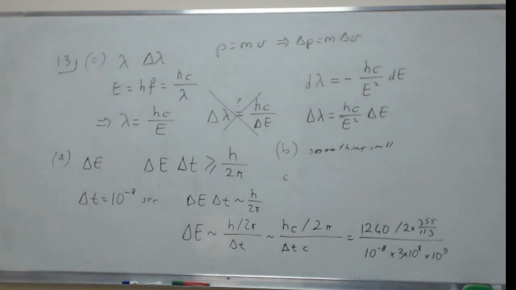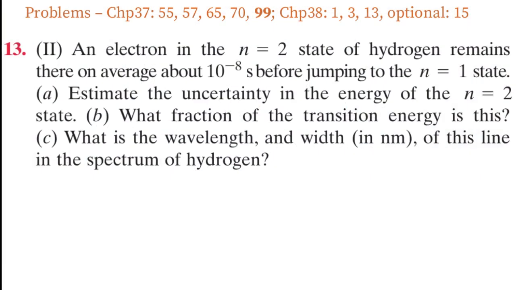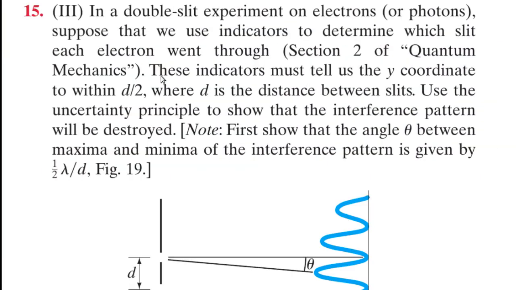I'm not going to solve the last problem, which I marked as optional, but I want to discuss what's going on here. So we have a double slit experiment made by electrons or photons, it doesn't really matter. And this is an application of the uncertainty principle. So let's say that we use detectors to determine which slit the electron went through. Right? So for that, to tell which slit it went through, you need to be able to determine its vertical position, or the vertical component of its position, within an uncertainty of half the slit separation. That's the d over 2 in this case.